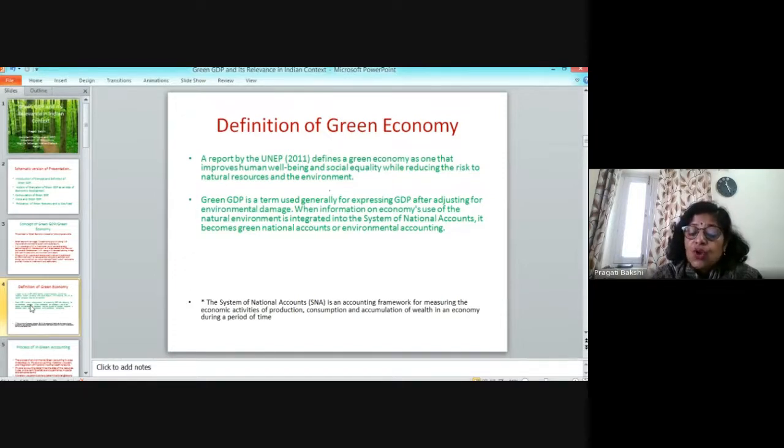Along with reducing the risk of depletion of natural resources. Prakritik sansadhano ke khatam hone ki sambhavna ko rokna aur prakriti ko bachana. To ye hamari green economy ke antargat aata hai. Green economy ko agar hum define is prakar se karte hain aur ab hum green economy ko agar compute karenge wo hamara ho jata hai green GDP.